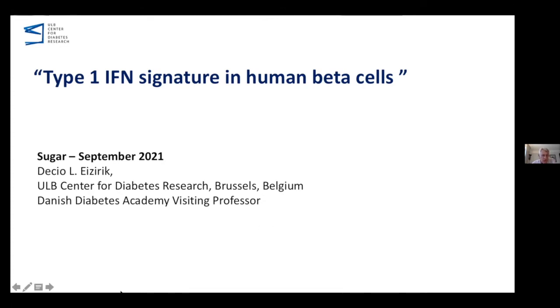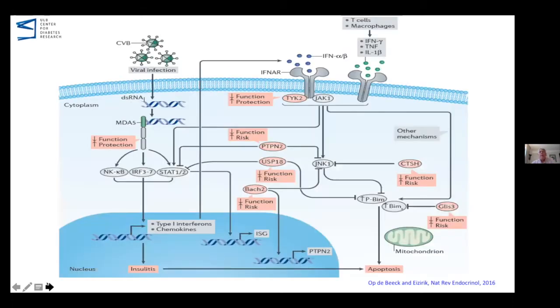So, as Jennifer said, one of the things that made me also think that type 1 interferons are important in the pathogenesis of type 1 diabetes is when you look at the candidate genes.